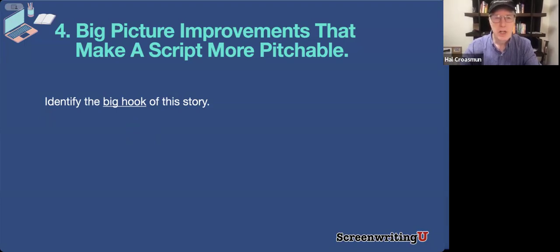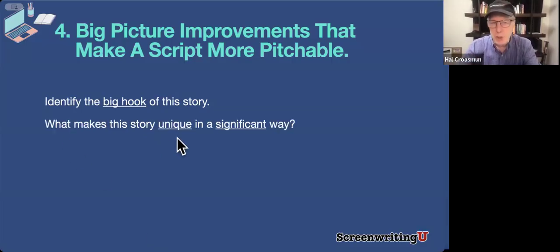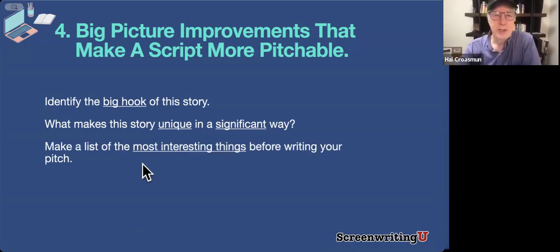What is it that's high concept about this? What is it that's amazing, right? What makes your story unique in a significant way? Whatever your genre is, if this is an action story, what's the action that we've never seen before, or that you've taken to a new level, or you've created in some way that is unique, and the moment you say it, they go, oh my God, that's amazing. I've got to see that, right? So the other thing, please do this if you're ever going to pitch. Before you do, make a list of the most interesting things before writing your story or before writing your pitch.